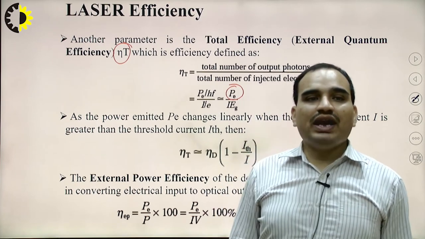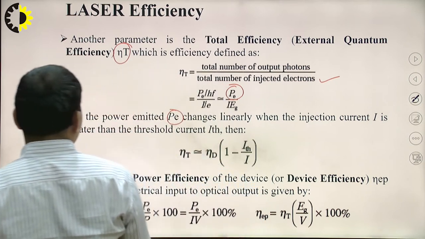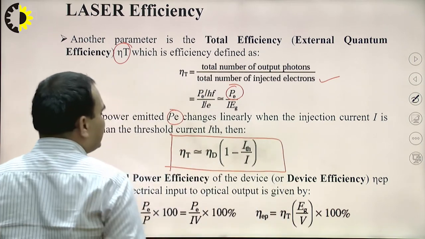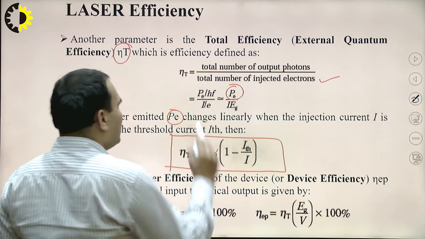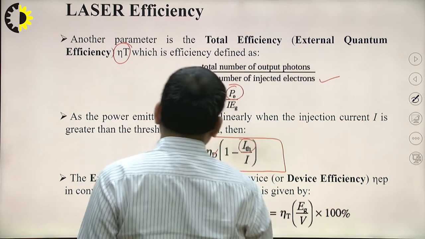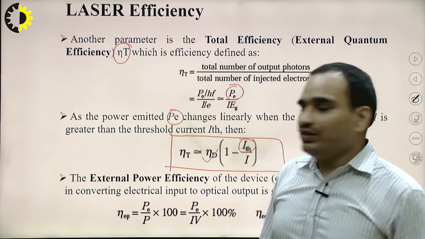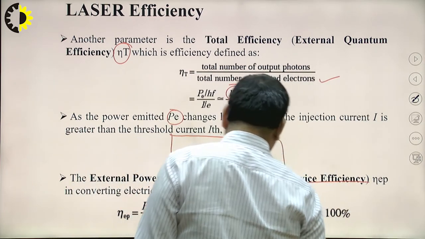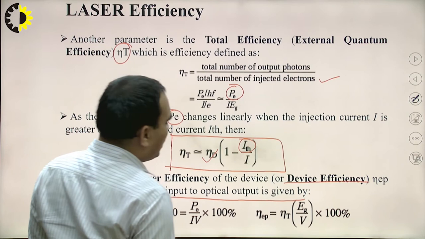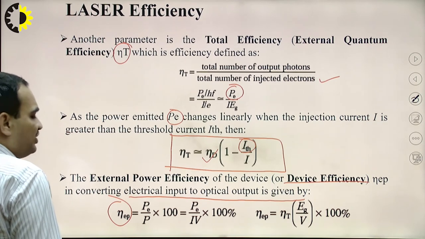As the power emitted, Pe, changes linearly when the injection current I is greater than the threshold current Ith, the total efficiency eta t is approximately equal to the differential quantum efficiency eta d times (1 minus Ith/I). The external power efficiency of the device, that is the device efficiency eta EP, in converting the electrical input to the optical output, is given by Pe divided by the electrical input power, times 100.